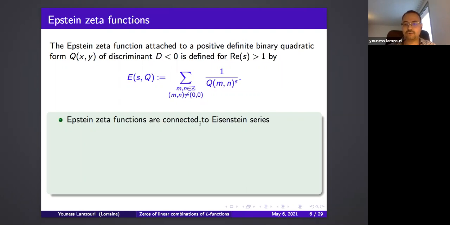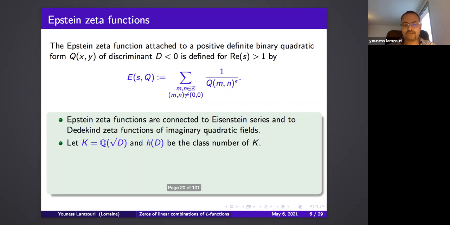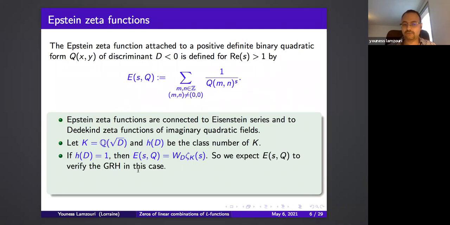They are also interesting because you can connect them to algebraic number theory. In fact, they are connected to the Dedekind zeta function of imaginary quadratic fields. So in particular, write K to be the imaginary quadratic field Q(√D), and h_D to be the class number of K. Recall that in the result of Davenport and Heilbronn, you need the class number to be greater than or equal to 2 for the Epstein zeta function to violate the Riemann hypothesis. The reason is that if the class number is 1, the Epstein zeta function is more or less the Dedekind zeta function of the field up to a constant, the number of roots of unity in this field. Because we believe that the Dedekind zeta function satisfies the GRH, in this case we believe that the Epstein zeta function also verifies the GRH.